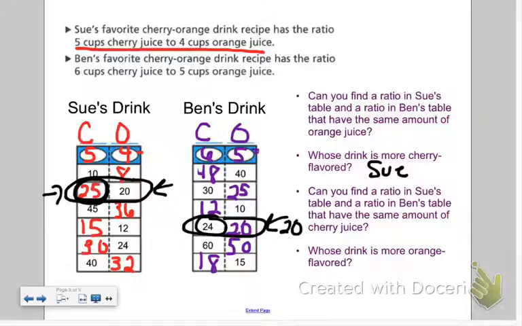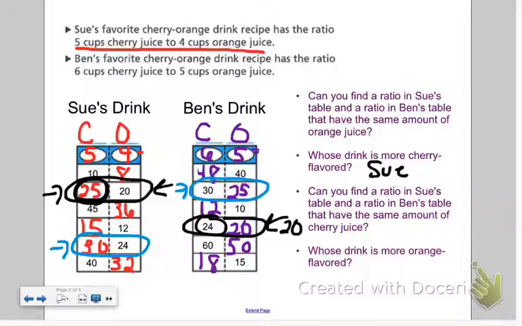And now let's do the same thing again, but this time, can you find a ratio in Sue's table and in Ben's table where they have the same amount of cherry juice? So now let's look at cherry juice. I'm going to look at the C column, and oh, I see this one here, there's a 30 to 24, and this one here, there's a 30 to 25. So both of them, at this point, have 30 cups of cherry juice.